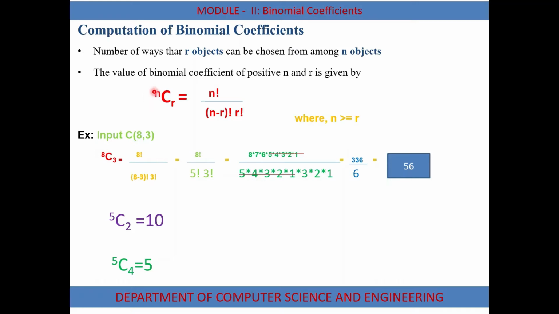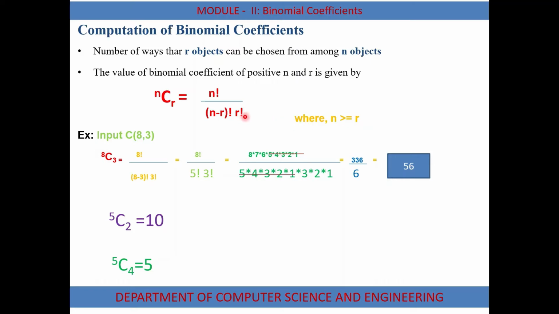n and r are positive values. These are represented as nCr is equal to n factorial divided by (n minus r) factorial into r factorial, where n is greater than or equal to r.